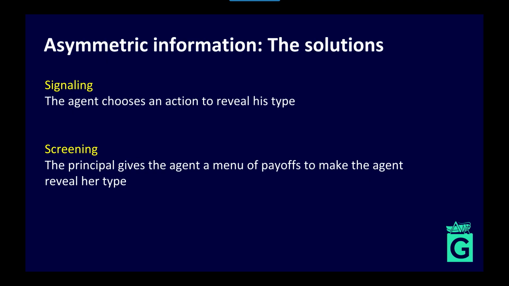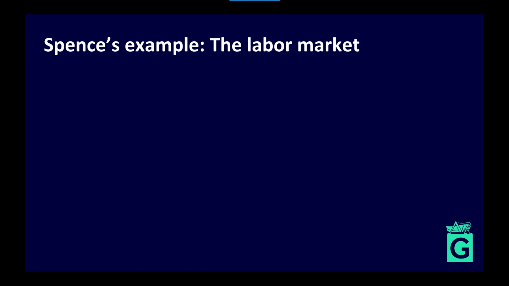So the better informed agent chooses an action to reveal their type. Screening: the less informed party, the principal, gives the agent a menu of payoffs. What you pick tells me what type of person you are. Okay? So let's take an example of this one.